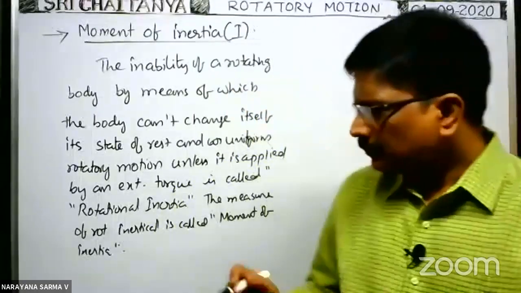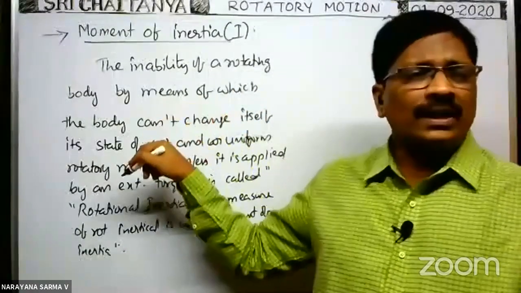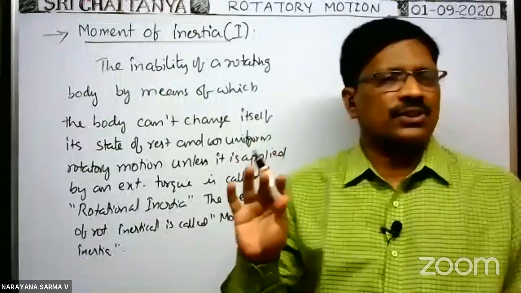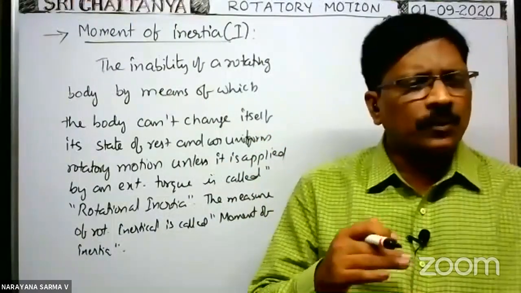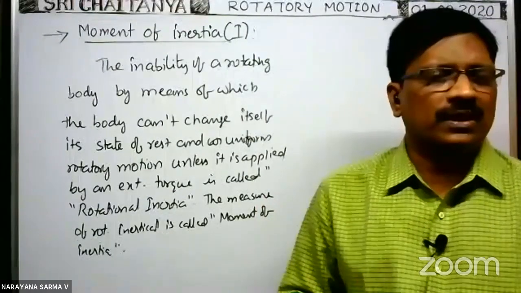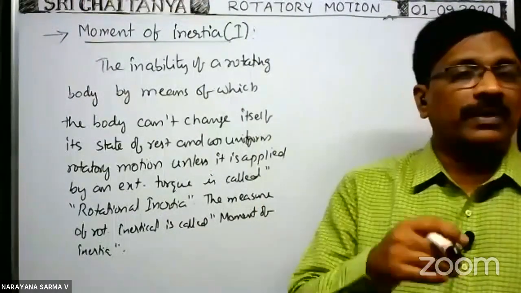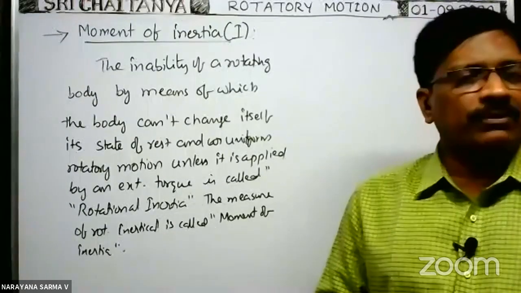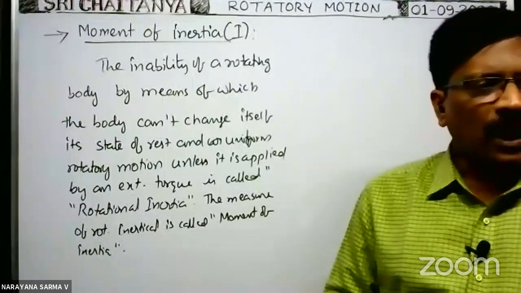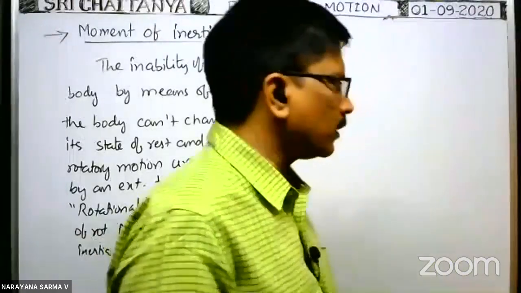Now, this is the qualitative definition of the moment of inertia. That means it gives the importance of the moment of inertia. How can we measure it? That measurement of moment of inertia can be obtained by the quantitative definition of the moment of inertia. So how can we define the quantitative definition?